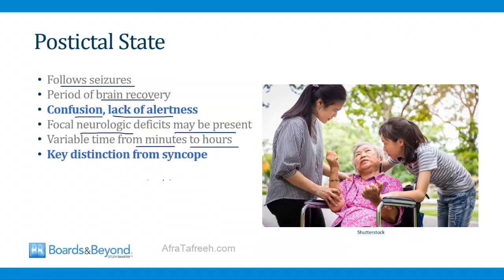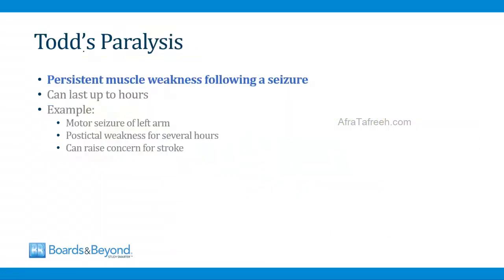And the postictal state is critical for distinguishing seizure from syncope. In the video on syncope, I talk about how seizures can mimic syncope, but in patients who have syncope, they immediately wake up and are alert after the syncopal event. That does not occur with seizures because of the postictal state, and this is very helpful for differentiating syncope from seizures.